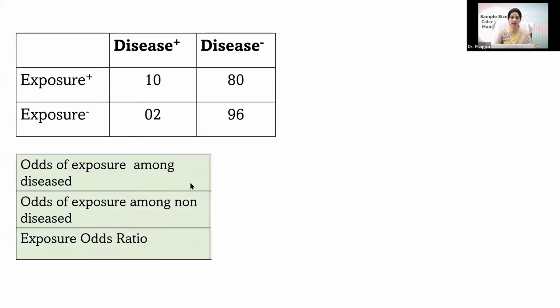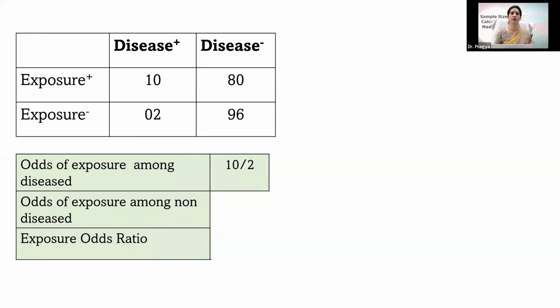So please calculate the odds of exposure among diseased. Please type in the chat box. Odds of exposure among diseased. 10 by 2. It won't be 10 by 80. 10 by 80 will be the odds of diseased in the exposed one. So here the correct answer would be 10 by 2, the odds of exposure among the diseased.